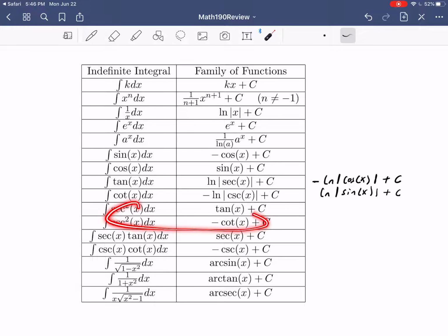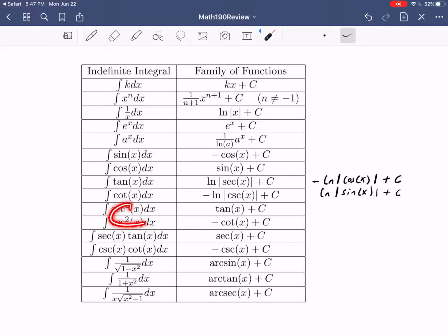Then we have a couple weird ones here. Integral of secant squared and integral of cosecant squared, tangent x plus c and negative cotangent x plus c respectively. Why are we talking about integrals of secant squared and cosecant squared? Well, these are basically just reversing derivative rules. We know that the derivative of tangent is secant squared, and the derivative of cotangent is negative cosecant squared. So since we have a known derivative, we can very easily reverse that.